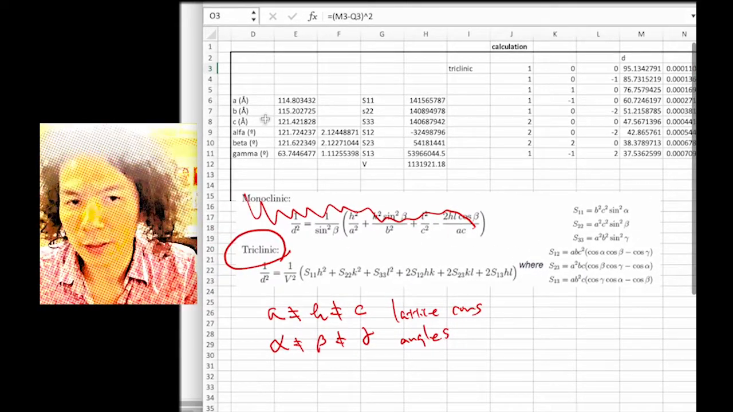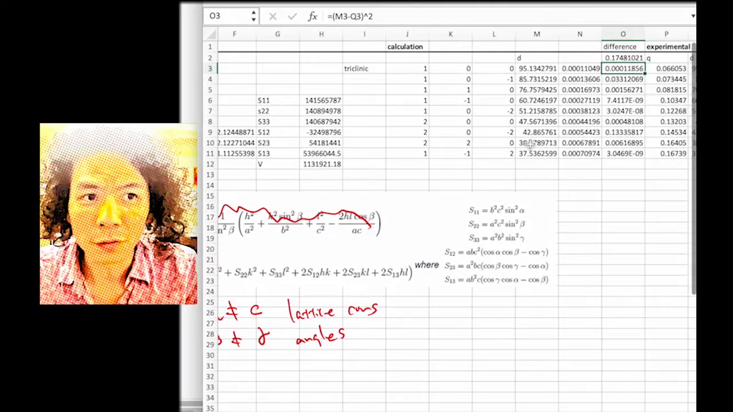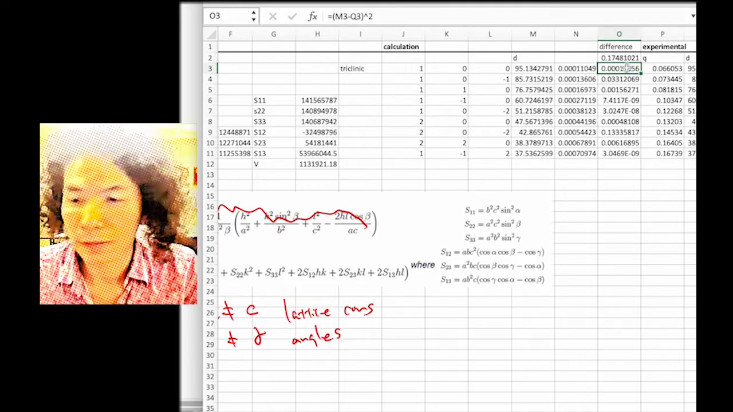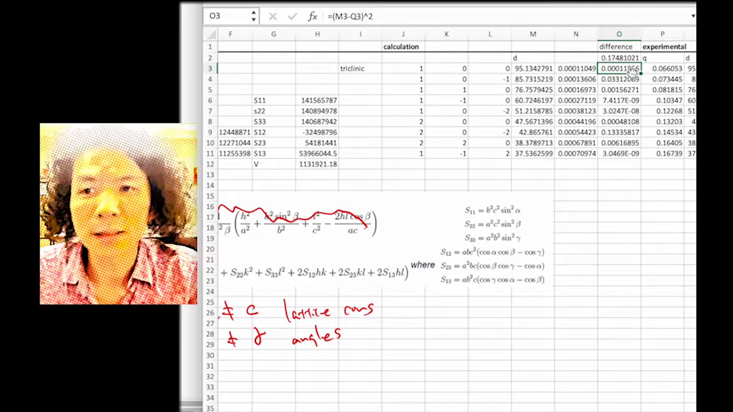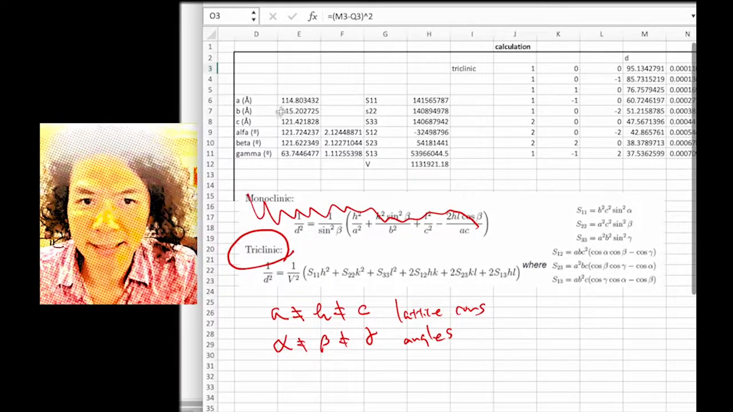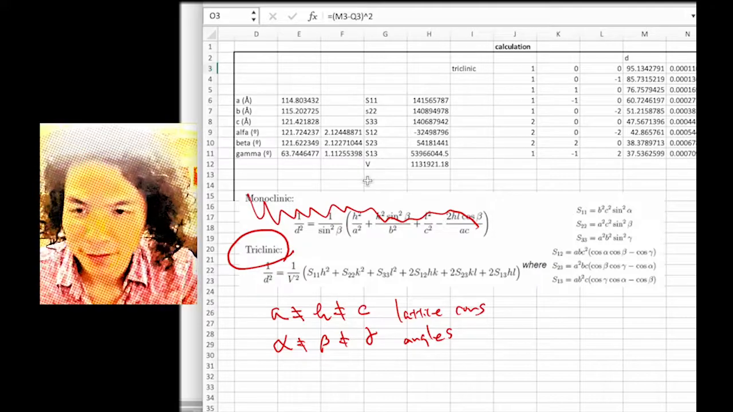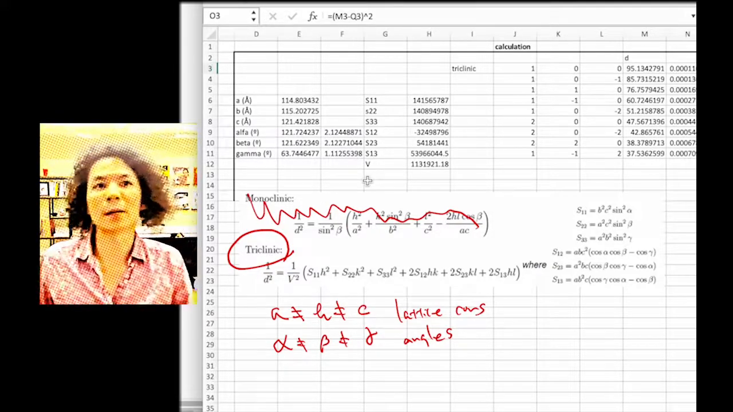Now you might realize that these numbers are a little different from before. And if you compare the sum of the differences and this result, you'll see the difference, which means that these d-spacings and lattice constants are optimized through the least squares method. So that's how you determine the structure.